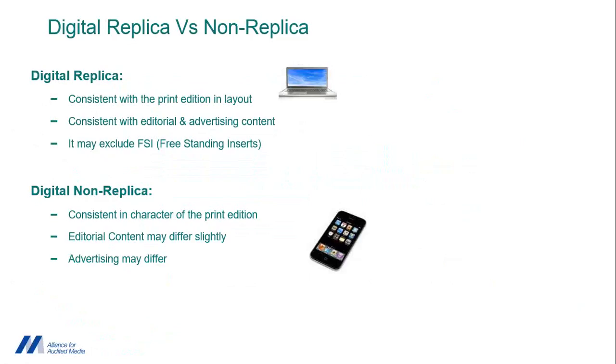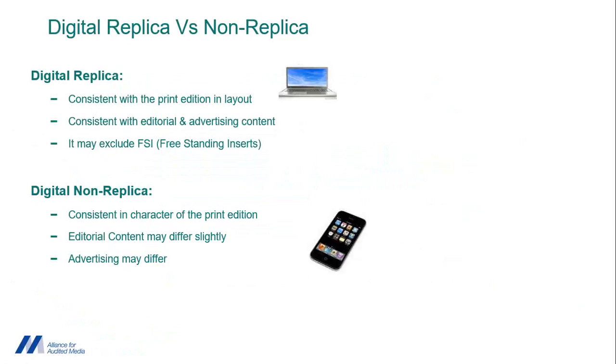A digital replica edition, basically it's the exact copy of your print edition. The only difference is that it's on electronic format. So it's on your laptop, it's on your desktop, it's on your phone, your Kindle, but it's the exact replica of your print edition. It looks exactly like the print. So when you look at it on your laptop and you compare it to your print, it's exactly the same, page for page, graphic for graphic. The only thing that it will not include are your freestanding inserts. So it's the same layout, same editorial content, looks exactly the same as your print.